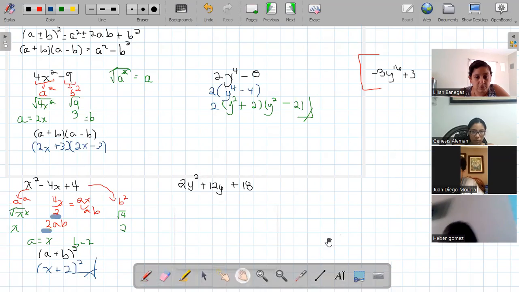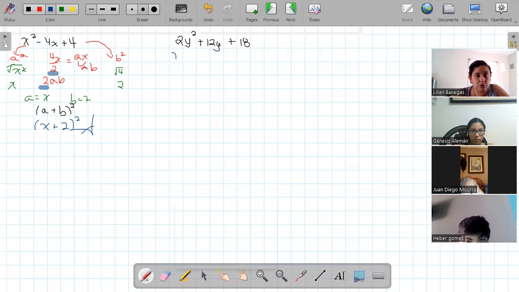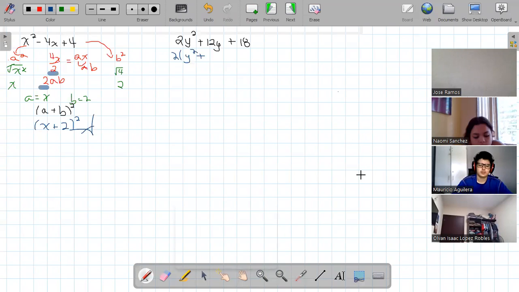I'm going to move this a little bit to the top so I can write properly. So we're going to take out the 2 and we're going to divide. 2y squared divided by 2, y squared. Plus 12y divided by 2, 6y. Plus 18 divided by 2, 9. Okay, we still have a trinomial.